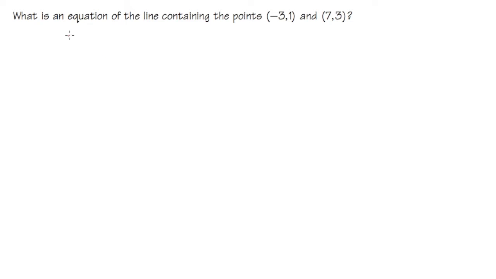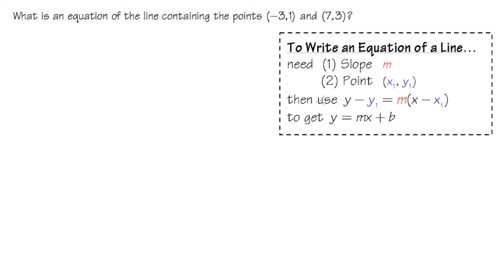For this question, we are going to find an equation of a line that has these 2 points, (-3, 1) and (7, 3). And this is what we do whenever we are trying to find an equation of a line. As we can see, the first thing that we need is the slope, and the second thing that we need is the point. And then we're plugging both the slope and the point into the point-slope form of the line: y minus y1 is equal to m times parentheses x minus x1.